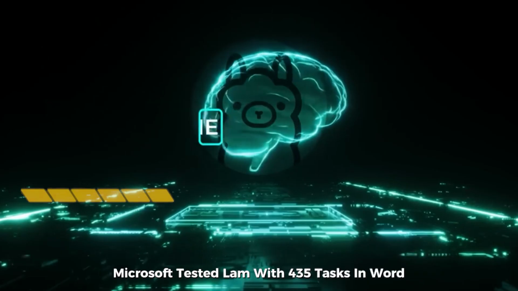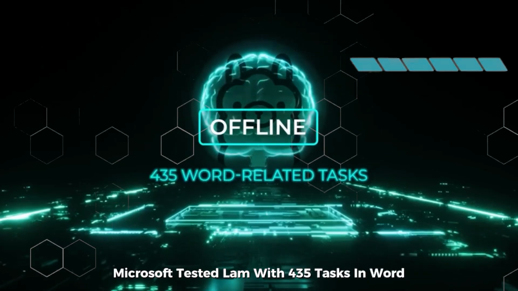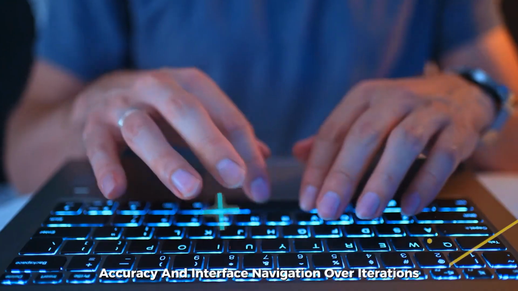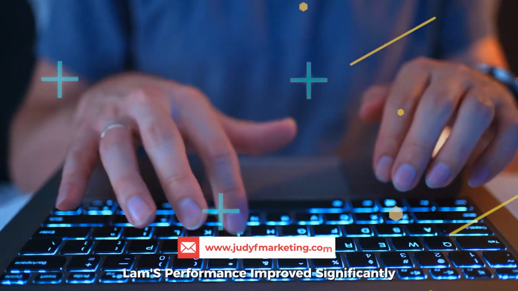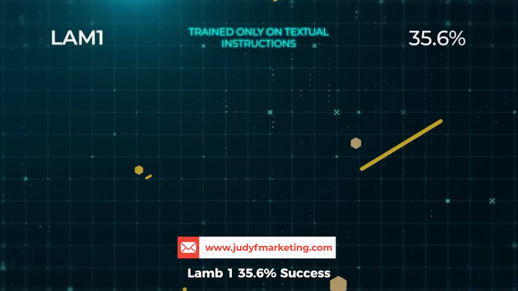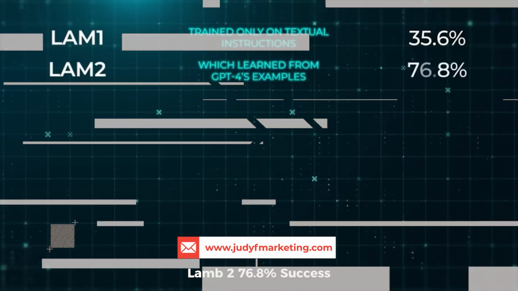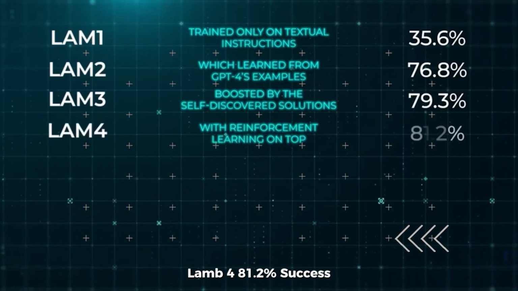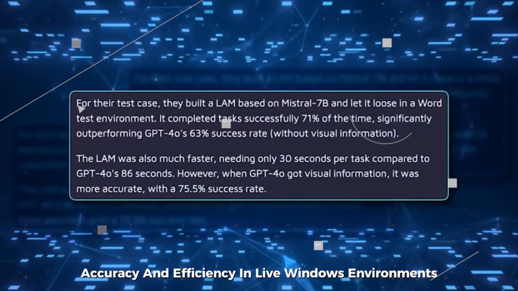Performance evaluation. Microsoft tested LAM with 435 tasks in Word, assessing success rates, accuracy, and interface navigation. Over iterations, LAM's performance improved significantly. LAM 1, 35.6% success. LAM 2, 76.8% success. LAM 3, 79.3% success. LAM 4, 81.2% success. Compared to GPT-4, LAM consistently outperformed in task accuracy and efficiency.